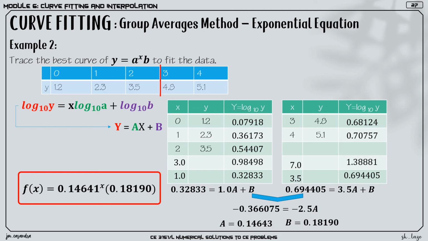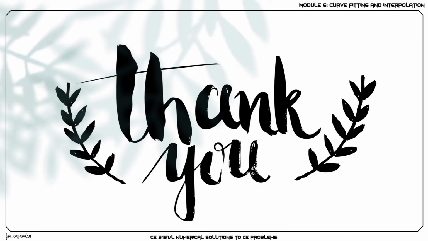Using now the values of a and b, we get the equation of the function of x, which is y equal to 0.14643 raised to x times b, which is 0.18190. So that's it for the first method of curve fitting, which is the method of group averages.